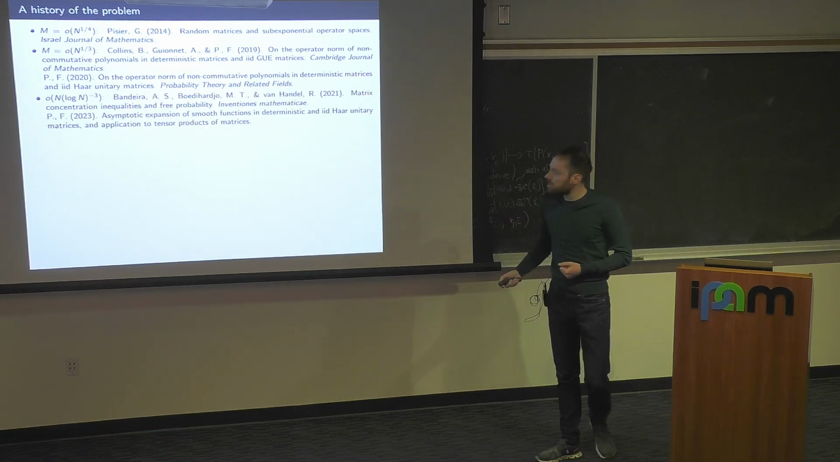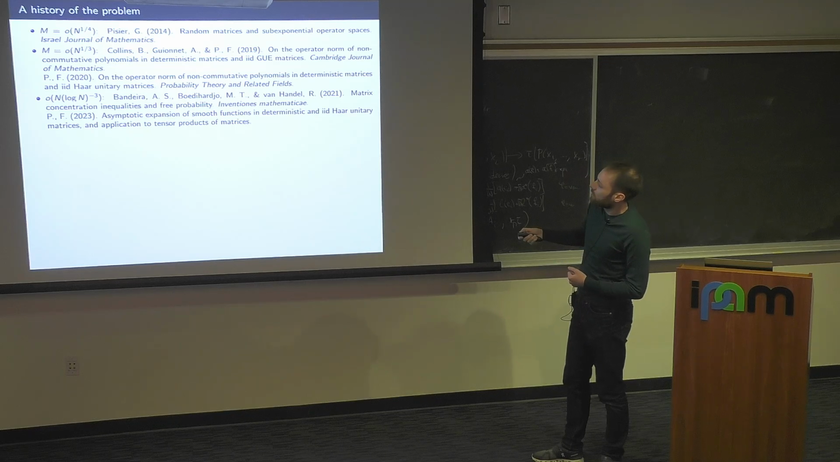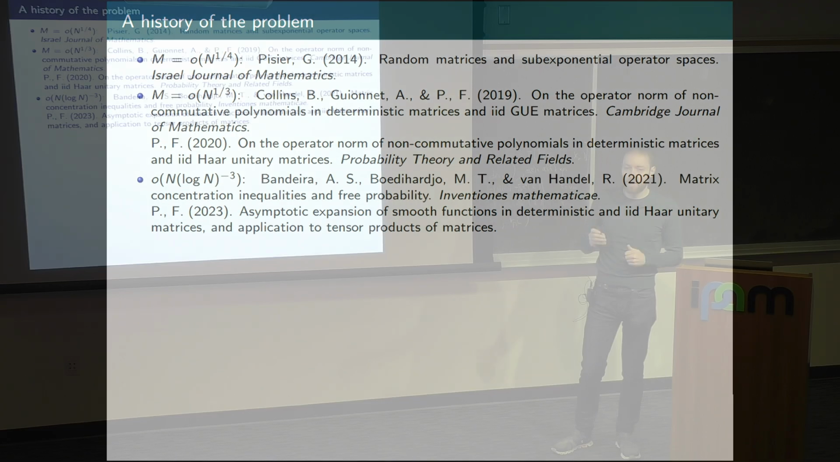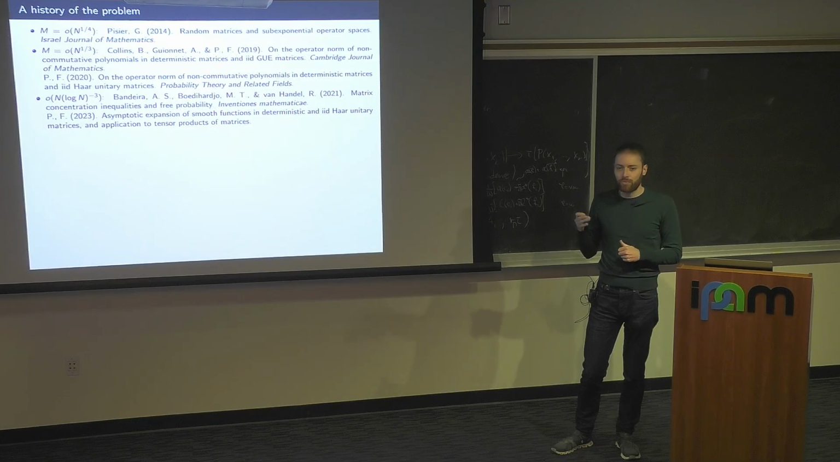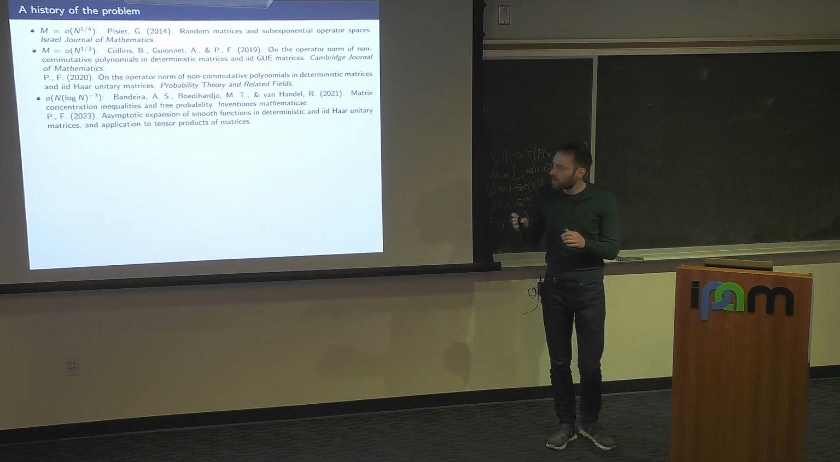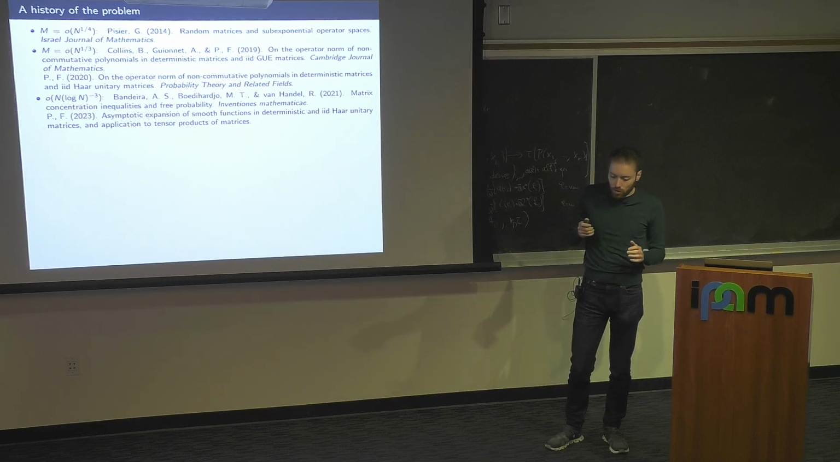Then we get this paper by Bandeira, Boedihardjo, and Van Handel, in which amongst the numerous theorems and corollaries they got, one of them was that you could actually take the dimension to be almost N. So you could almost prove Ben Hayes' conjecture, but you were off by a factor of logarithm of N. And we got stuck on this kind of bound for a rather long amount of time.